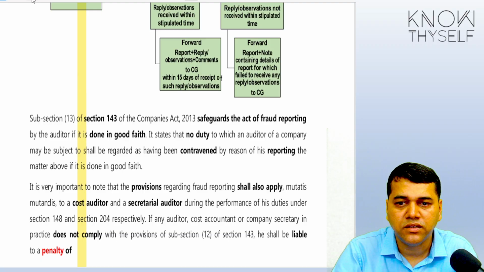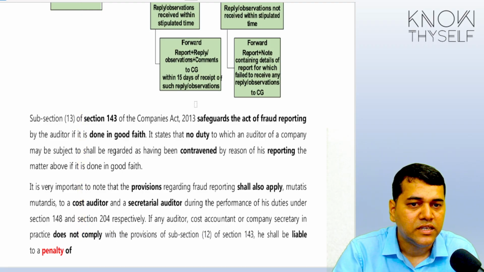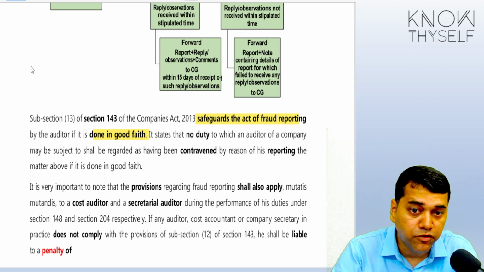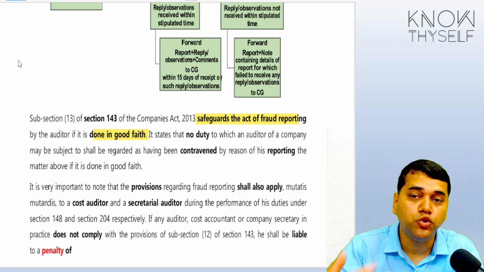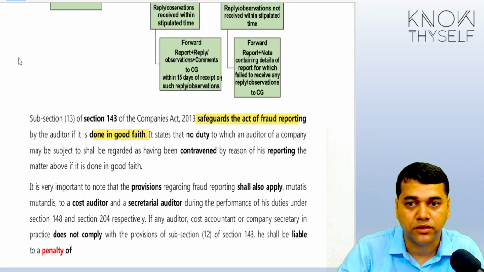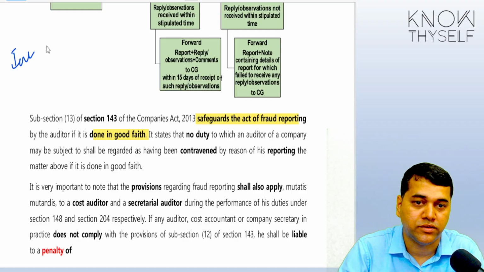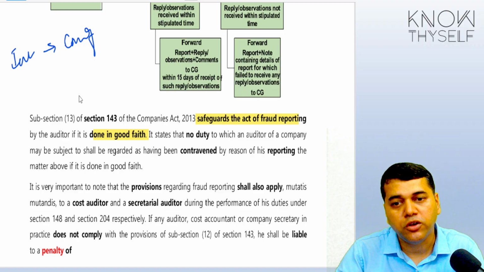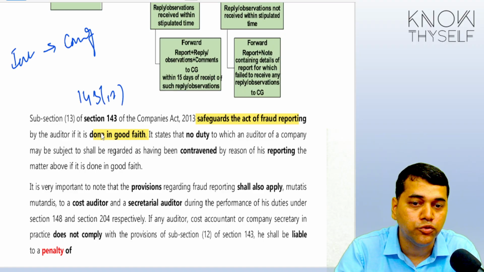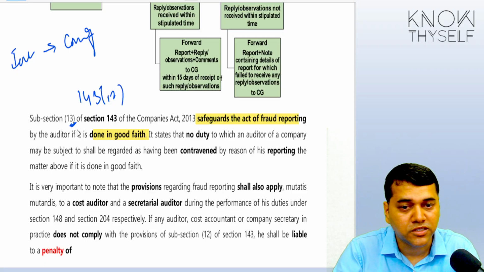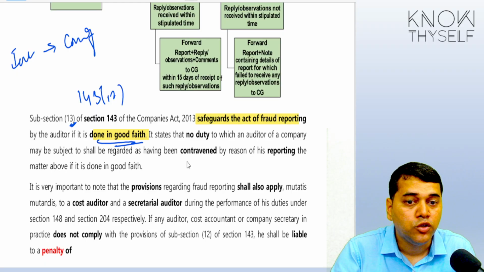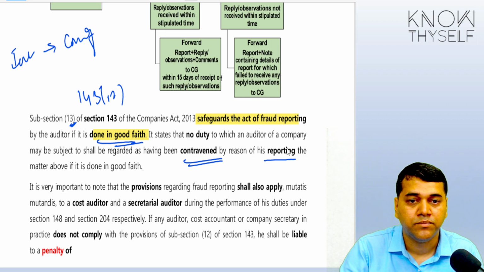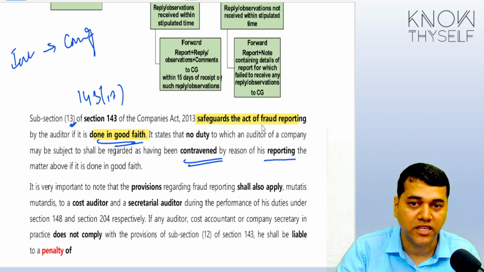Now, sub-section 13 of 143 safeguards the act of fraud reporting done in good faith. That means, students, you are informing the central government of some matter which you came to know in your professional capacity as an auditor. It is a fraud done by the internal employees. Are you not bound by confidentiality? You are bound by confidentiality. Then how did you report? Because section 143 sub-section 12 permitted you to do that. So section 143 sub-section 13 says that since you have done this in good faith, you have not contravened confidentiality. That means confidentiality is not violated. So tomorrow ICAI cannot take any action against you.